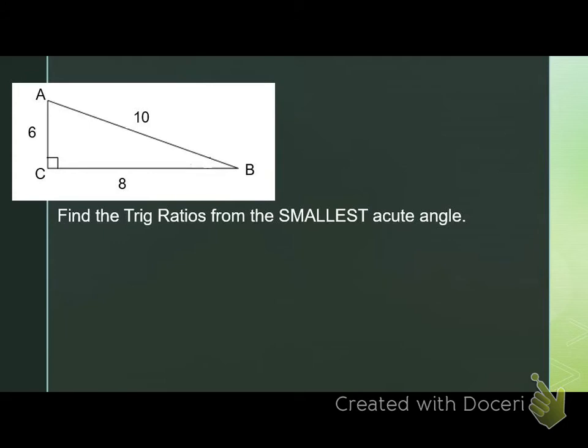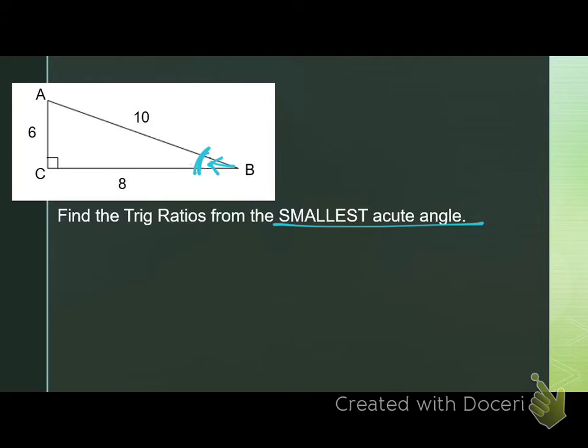This is what it'll look like on Wednesday. One of your questions will say find the trig ratios from the smallest acute angle. So, from the smallest acute angle, guess which one of these is not an acute angle? The right angle. So C is not the smallest acute angle. The smallest acute angle will be across from the shortest side. So which of these is the shortest side? 6. So what angle is across from that? Angle B. So go ahead and mark that we're going to be looking into this triangle from angle B.